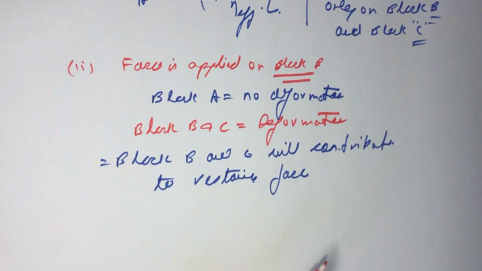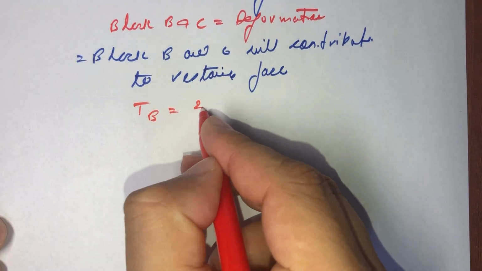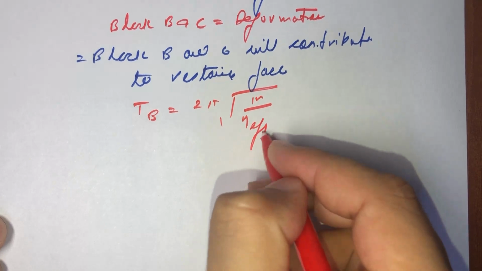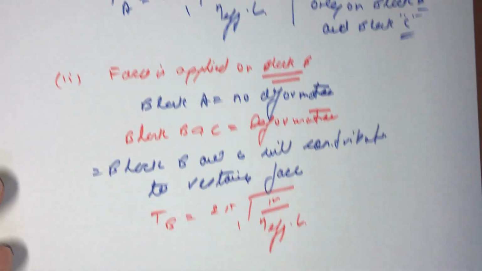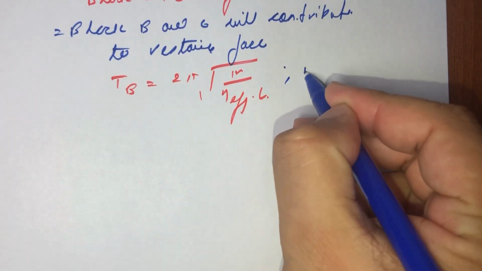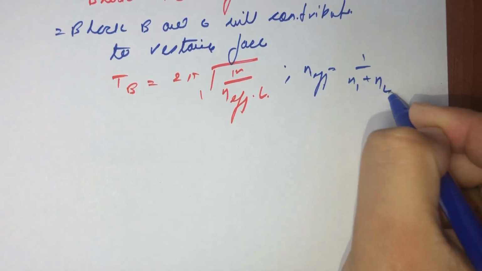Therefore, in this case also, T_B will be equal to 2π square root of m upon η effective and L. So η effective will once again be given by the same formula. We can say η effective will be equal to 1 upon η1 plus 1 upon η2.